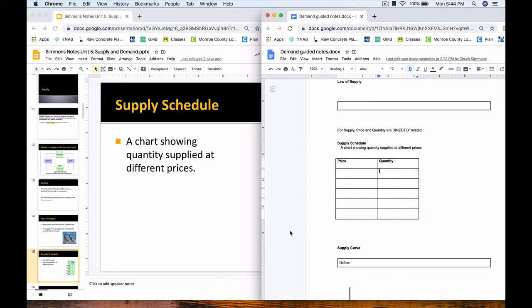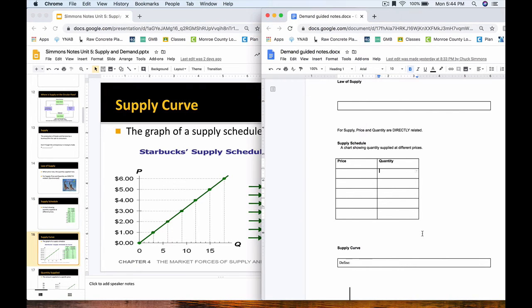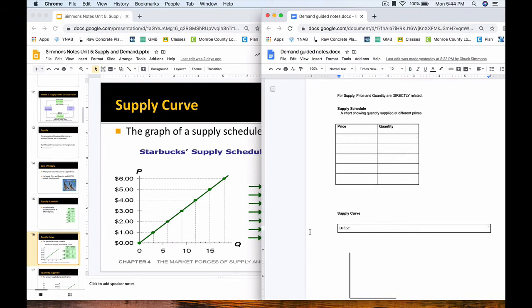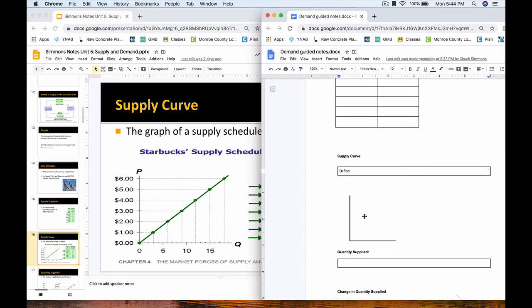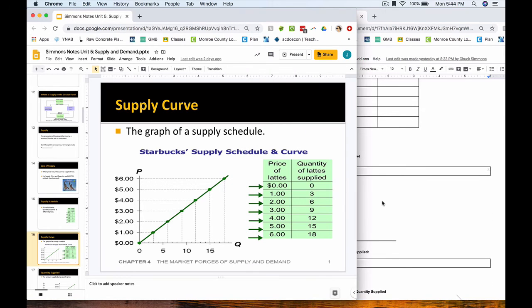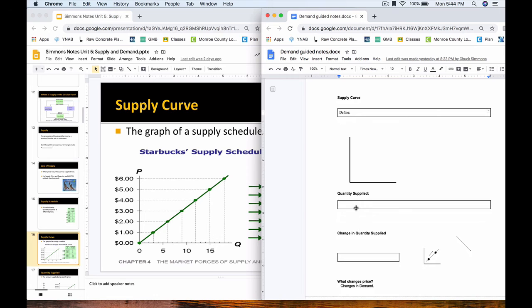Supply curve, if you will, here you can define the supply curve as the graph of a supply schedule. So as prices for those Starbucks pumpkin spice lattes go up, the quantity of lattes will increase. So you can graph here your supply curve. Quantity supplied is the amount supplied at a specific price.